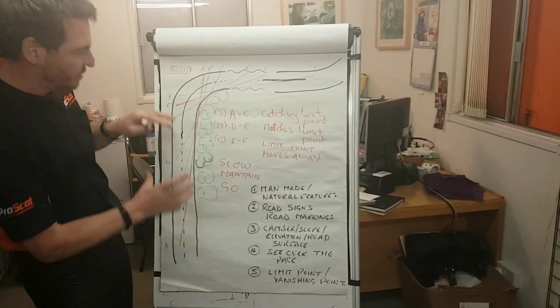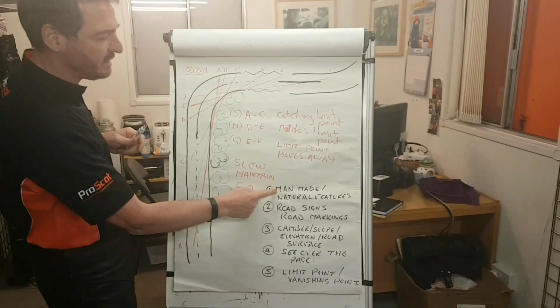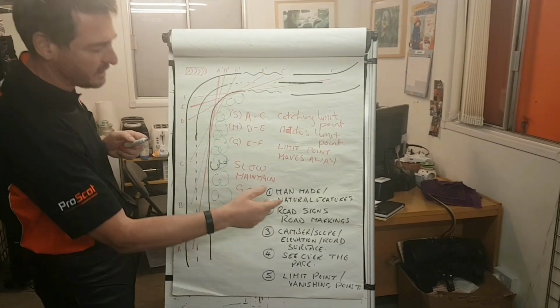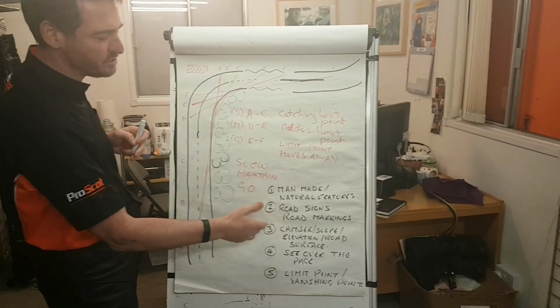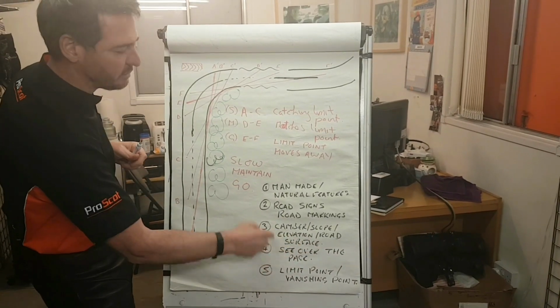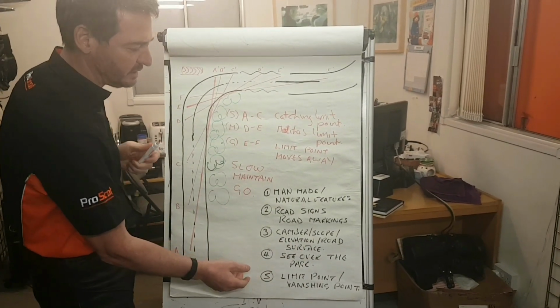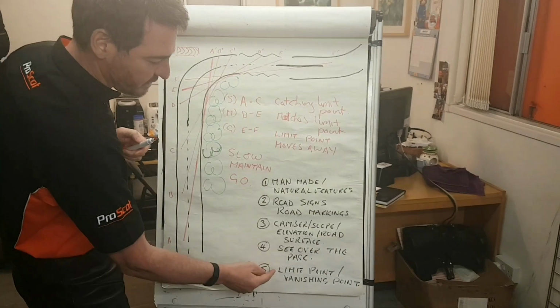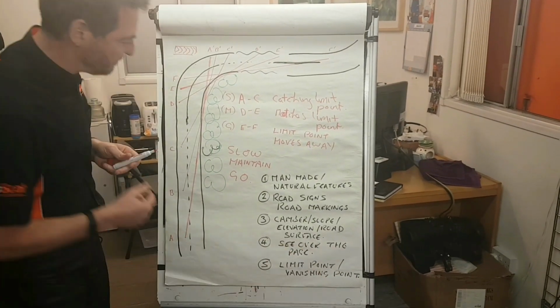So all that's got to be assessed on the way in. The man-made, the natural features, the road signs, the road markings, the camber, the slope, the elevation changes, the integrity of the surface. Now, this is my own wee trick here, which I'll show you over the page. You probably won't find it in any book, it's just what I do, and I'll show you that in a moment. And then this vanishing point, limit point.